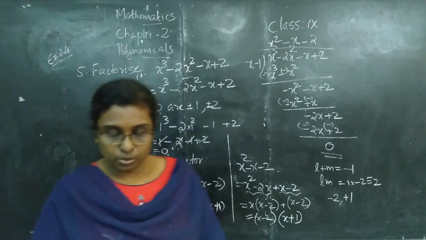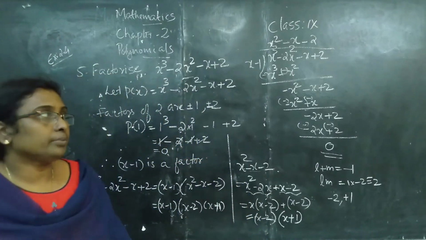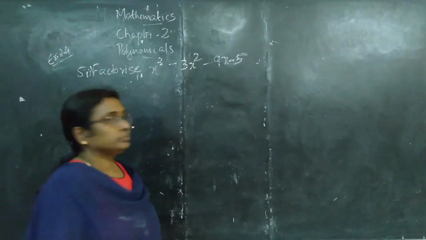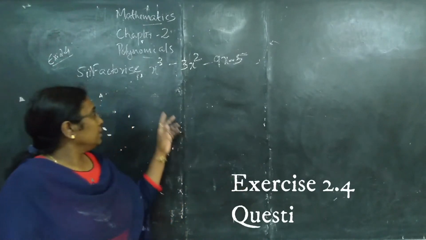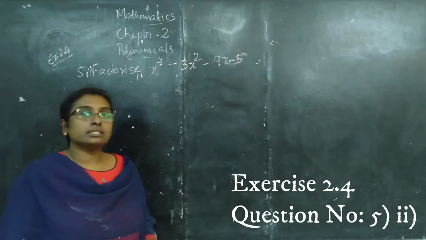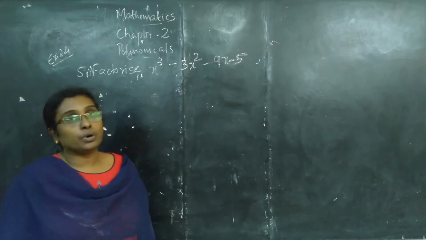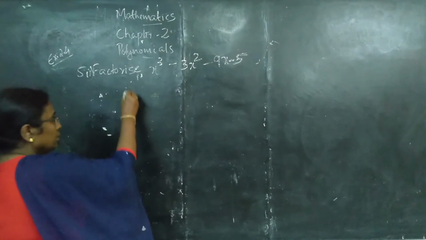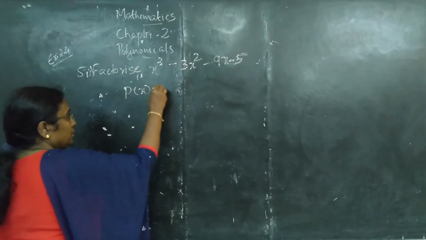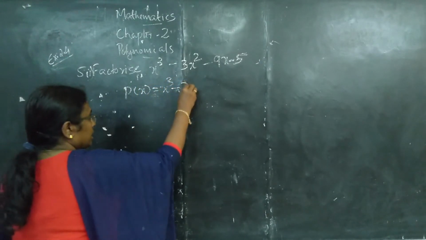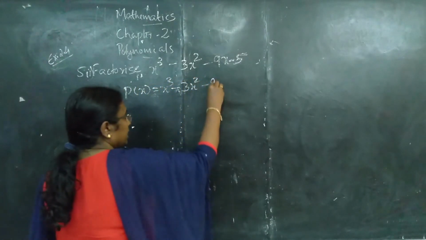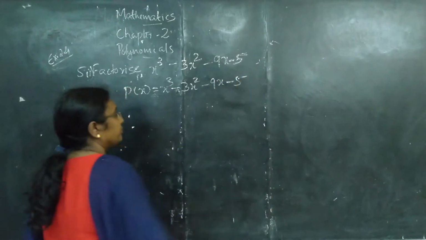But next question also, I will do the remaining questions you should do as homework. This is the next question: x cube minus 3x square minus 9x minus 5. For that, first we assume this polynomial as p of x. Therefore, p of x equal to x cube minus 3x square minus 9x minus 5.